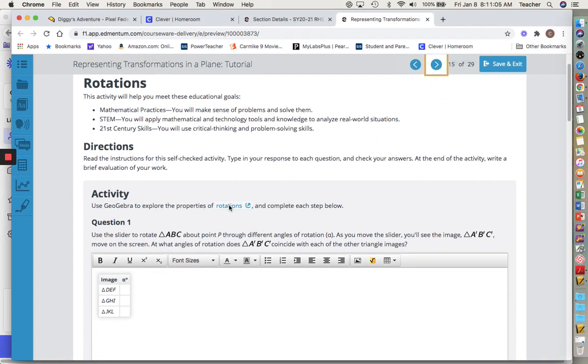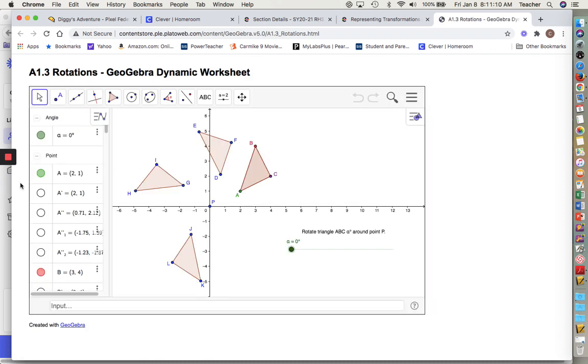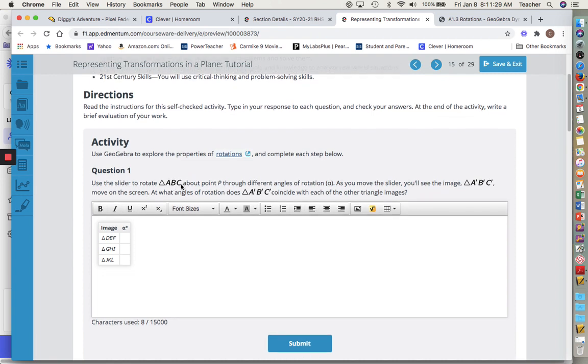All right, so I'm going to get into rotations in my GeoGebra. See what we got here. Okay, so we got triangle ABC, and it looks like it's being rotated about point P. It looks like this is going to come around in a counterclockwise motion. So let's see what's going on. It says use the slider to rotate triangle ABC about point P.